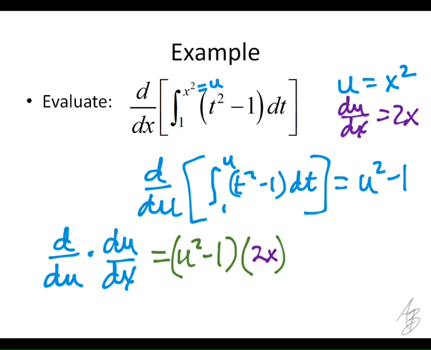And that would not be an acceptable answer, mostly because we introduced this u variable ourselves, and so we don't want that to be a part of our answer. So instead of our u, we need to put x squared back in, so that's going to equal x to the fourth minus 1 times 2x.